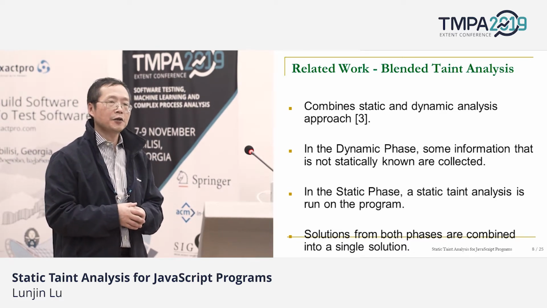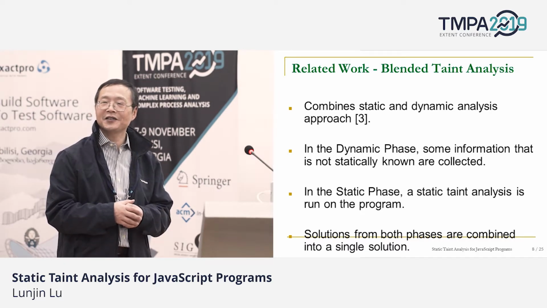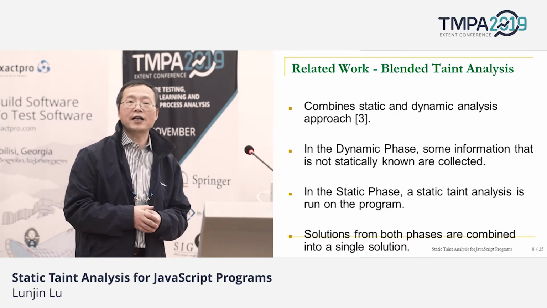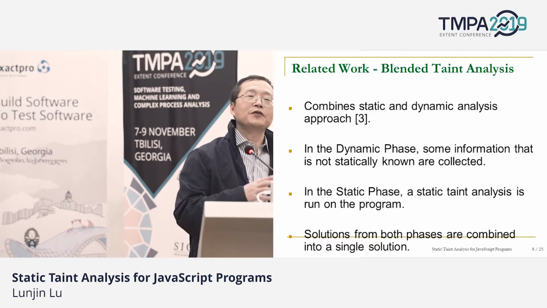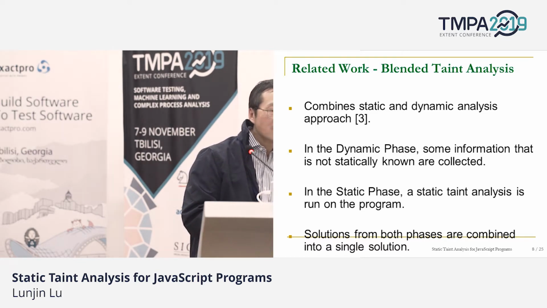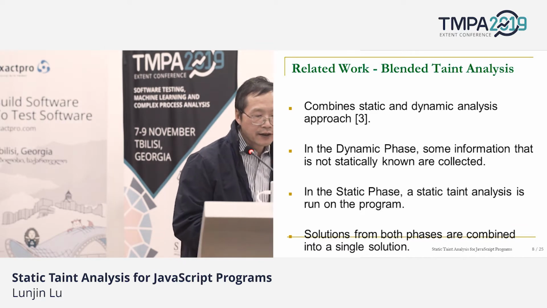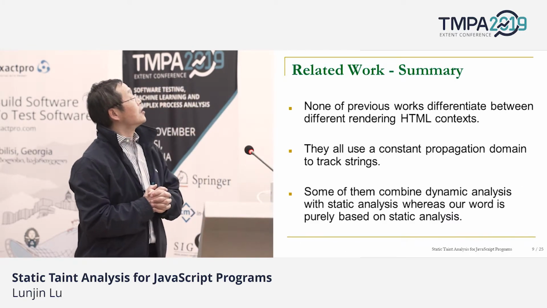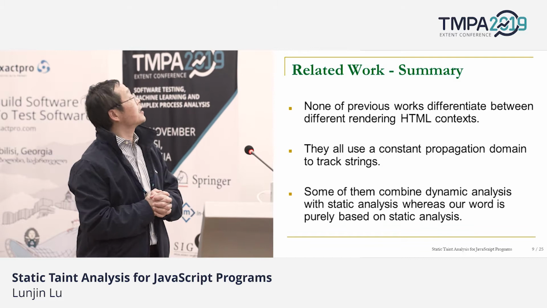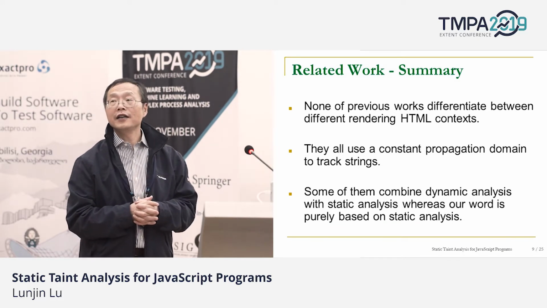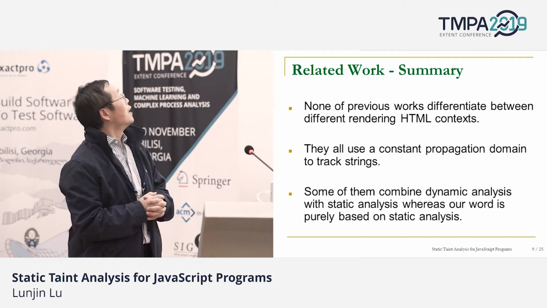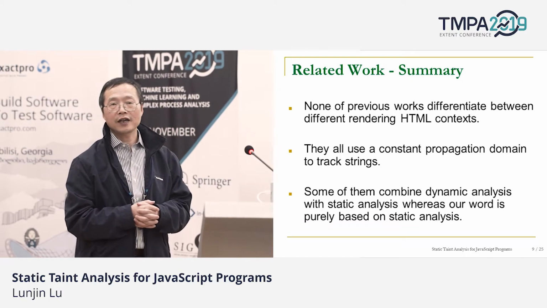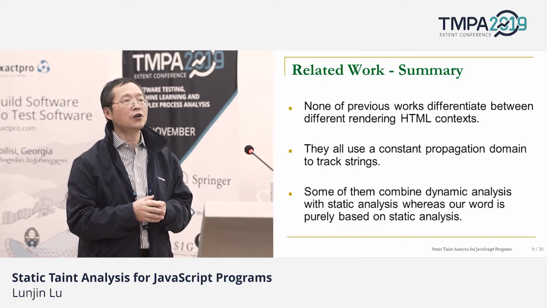Of course, this is an opportunistic approach because it does not analyze the program for all possible runs. So it just analyzes the program for a superset of the runs that are collected in the dynamic phase. Well, what we have noticed is that in this previous work, they don't distinguish between different rendering HTML contexts. And also they use a constant propagation domain to track strings, which gives a very coarse analysis.